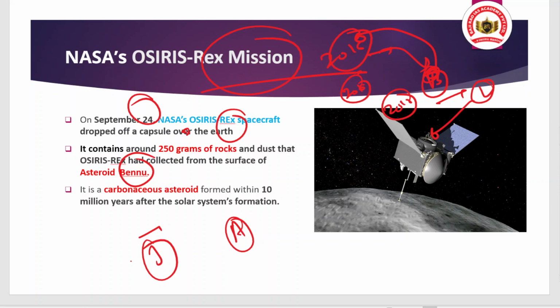So when we talk about the composition, it is a carbonaceous asteroid. And remember why this is important: because it was formed about 10 million years after the solar system formation occurred. This means it can provide evidence about the formation of the solar system in a more accurate way. This asteroid is very old, and how old it is will give us accurate data about the formation of various planetary systems. So this is the point.